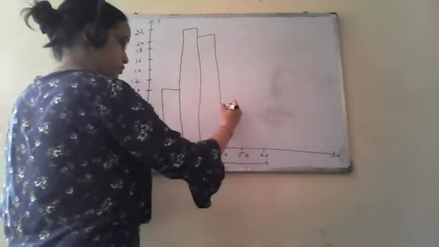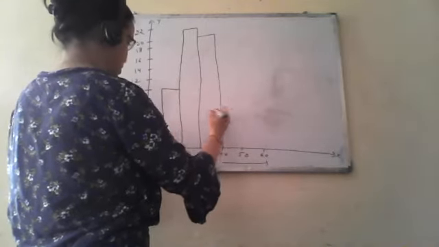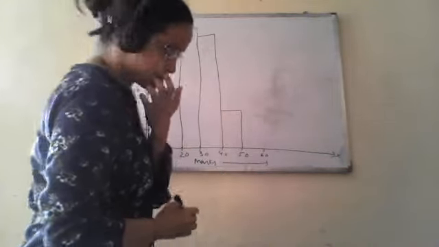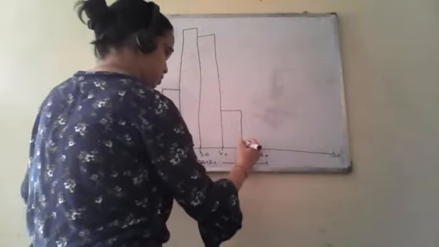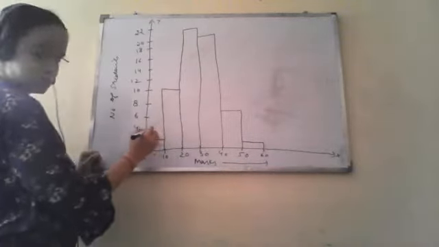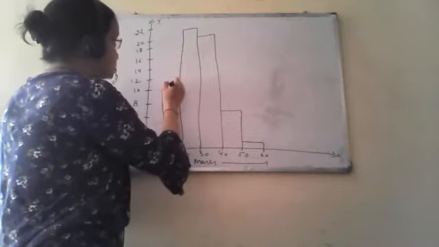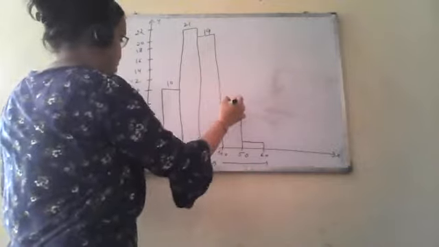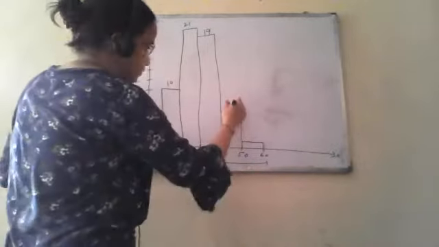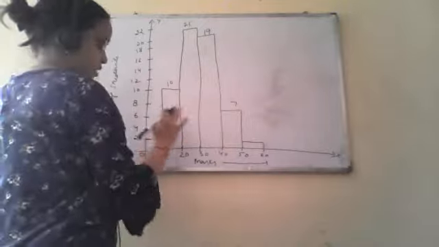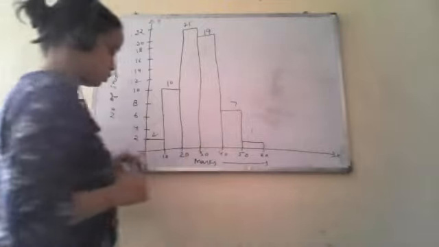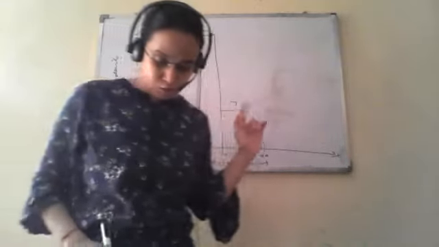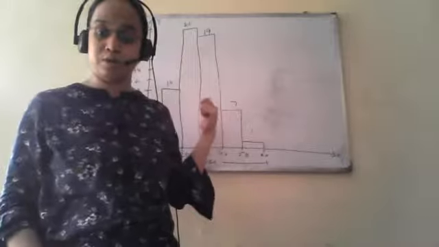So 7 will be somewhere near here, and between 50 to 60 we have one student, so it will be like this. So this is 2, this is 10, this is 21, this is 19, this is 7, and this is 1. So these are continuous bar graphs. It is also known as a histogram. This is how we have to plot grouped data.